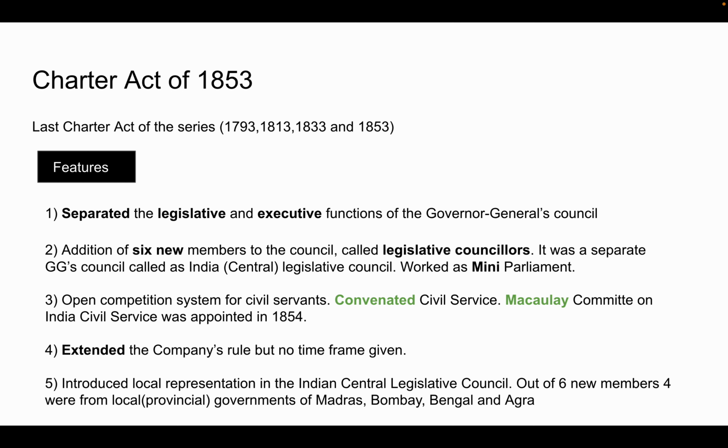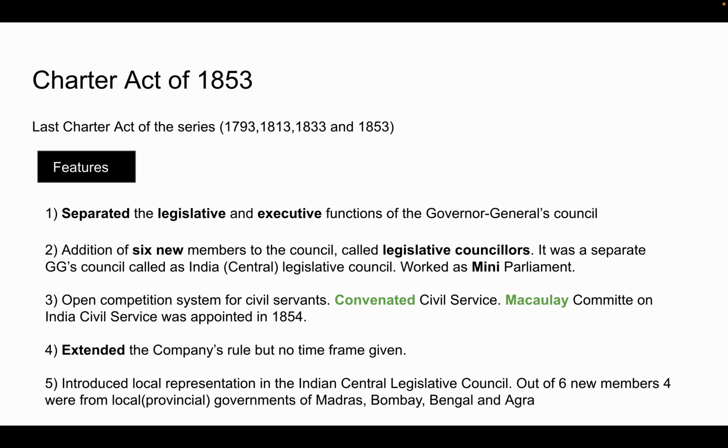Another feature of the Charter Act was that it introduced local representation in the Indian Central Legislative Council. So basically it is the same council that was formed, which consists of 6 legislative councillors, and out of those 6 new members, 4 were from the local governments of Madras, Bombay, Bengal and Agra. So these were the features of the Charter Act of 1853.